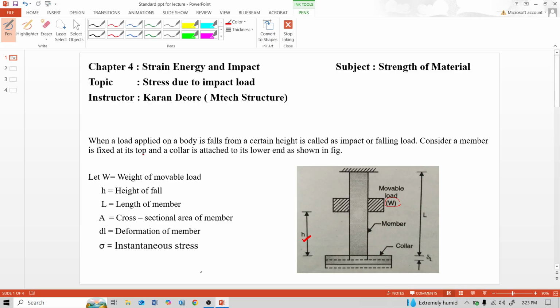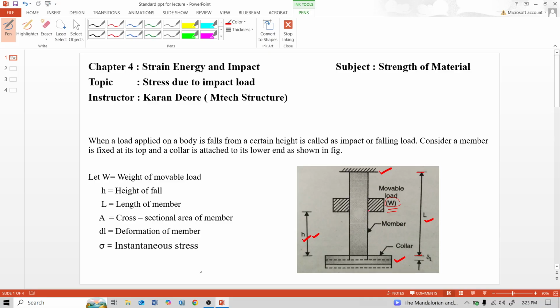Consider a member fixed at top, and a collar is attached to its lower end. Let W be the weight of the movable load, H the height of fall, L the length of the member, from the fixed end to the top of the collar, and A the cross-sectional area of the member.